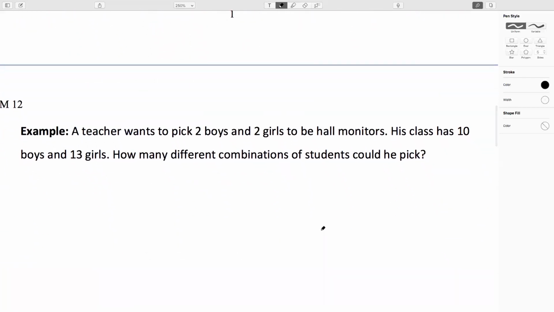A teacher wants to pick 2 boys and 2 girls to be hall monitors. His class has 10 boys and 13 girls. How many different combinations of students could he pick? So again, we've got to ask ourselves, does the fundamental counting principle apply?